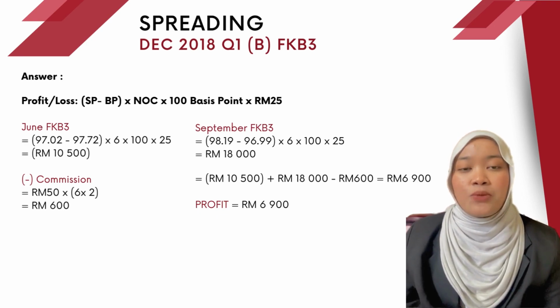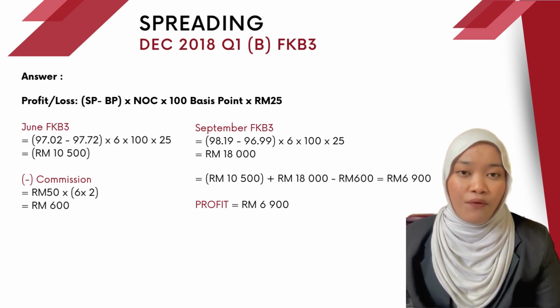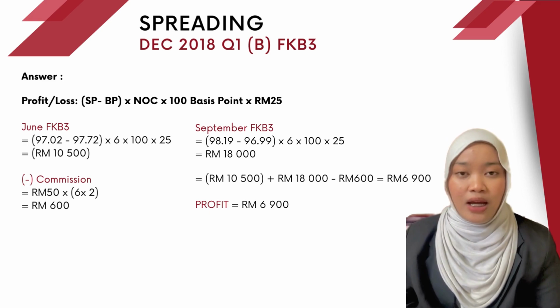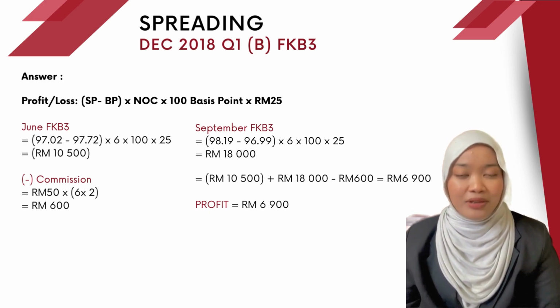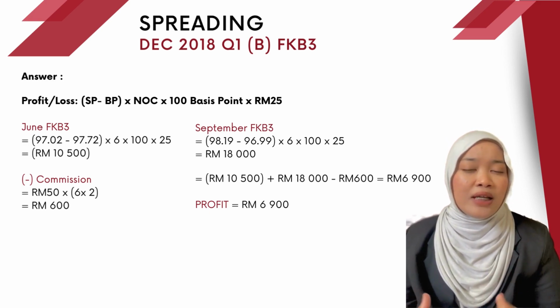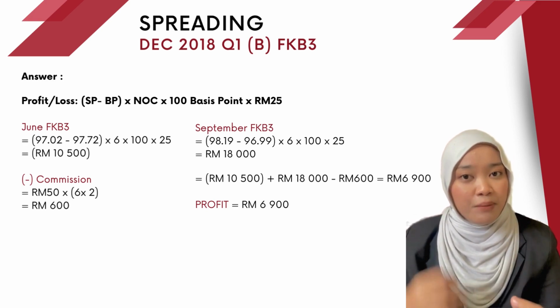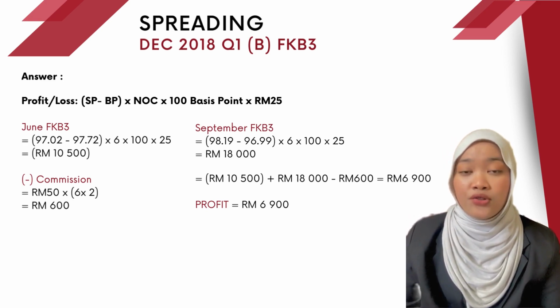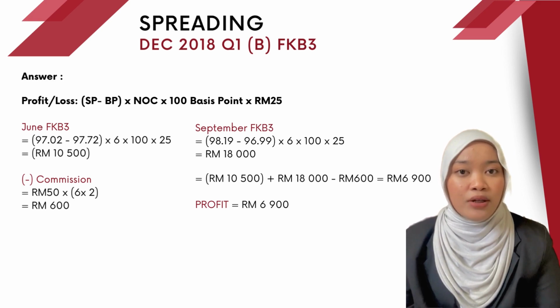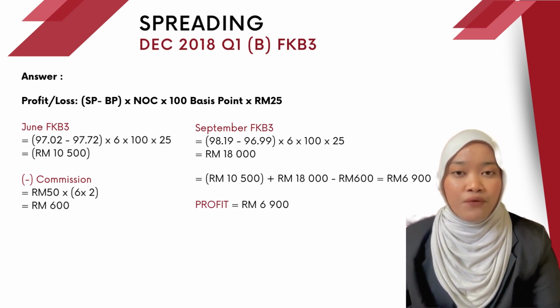Next, to assess the spread profit, we need to find the profit or loss of each contract, which are June FKB3 and September FKB3. The formula is to subtract the selling price and the buying price, times the number of contracts, times 100 basis points and times 25 ringgit.